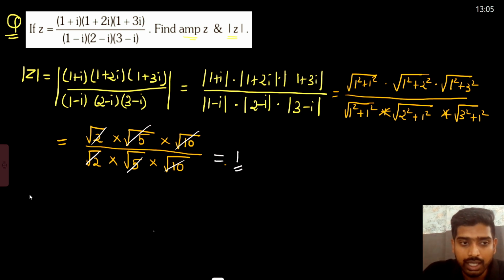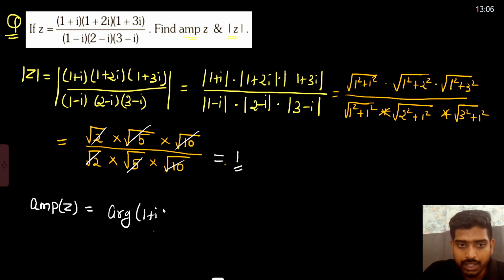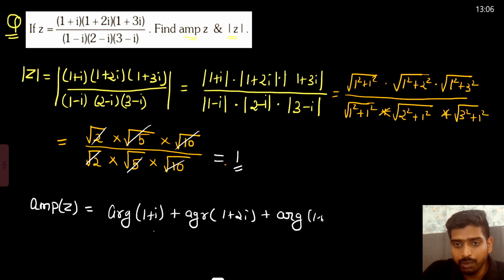Modulus we got. Now we will see how to find the amplitude. So amplitude and principal argument are the same thing. Amplitude of z means we have to find argument only. So what are the properties of argument? Argument follows the properties that are similar to log, right? So the amplitude converts multiplication into addition and division into subtraction. So if we apply the property, here we'll get argument of 1 plus iota plus argument of 1 plus 2 iota plus argument of 1 plus 3 iota. Whatever is there in the denominator, that will come with a negative sign.